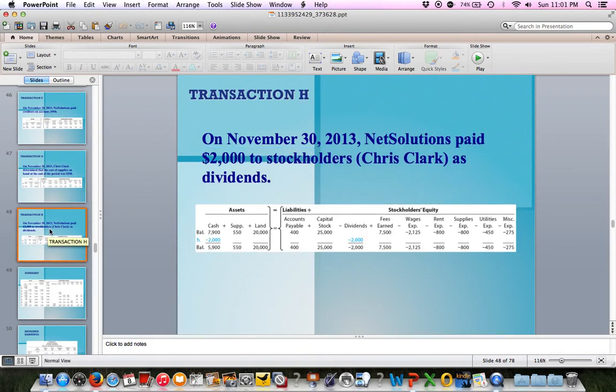We're going to pay a dividend to the owner. Obviously, Chris is the owner. He can put money in the business as he wants. He can take money out of the business as he wants. So he's going to pay himself a dividend just to basically pay himself for his work for the month. He's going to take $2,000 out of cash and then also deduct that from equity through an account called dividends.